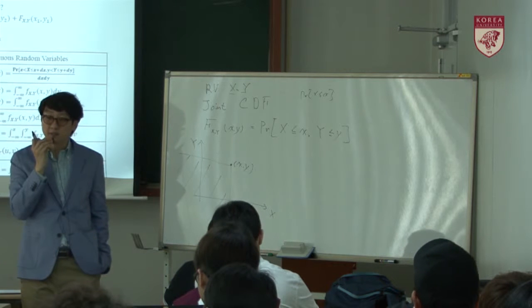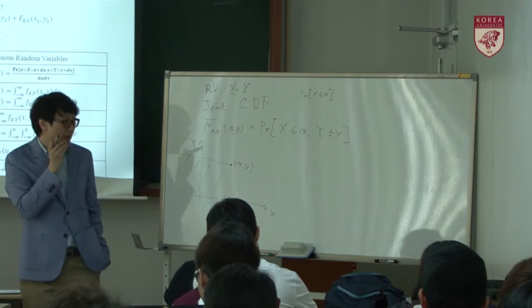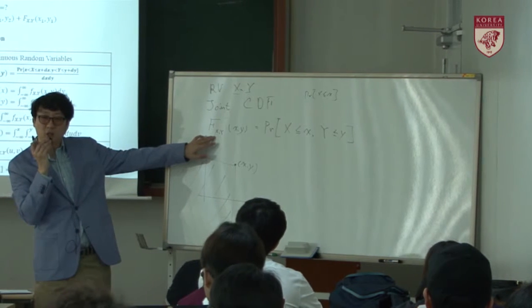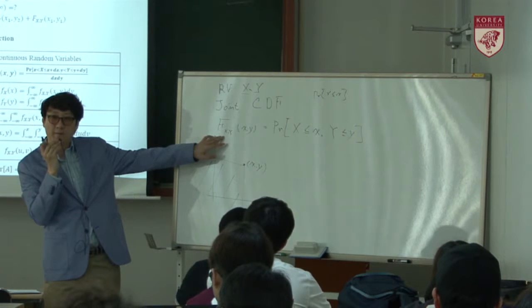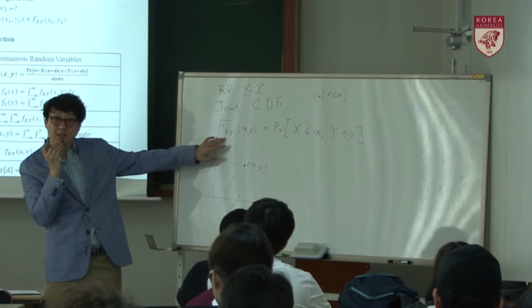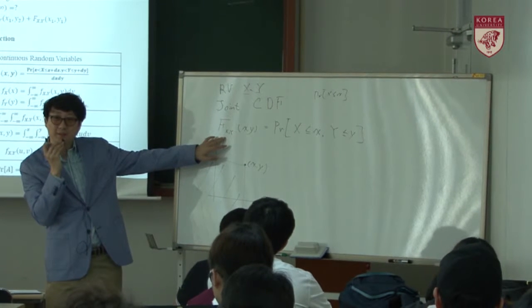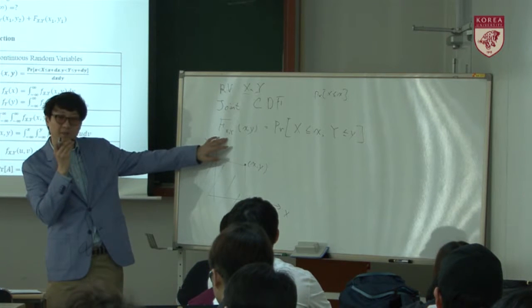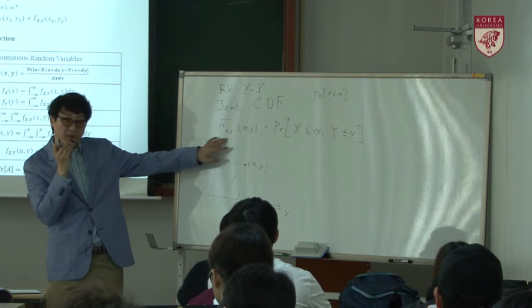Okay, so let's look at the properties of the joint CDF function. What's the smallest value of this joint CDF? Because it's a probability, it is 0. It cannot be negative, right? And what's the maximum value of this function? 1, because it's a probability.